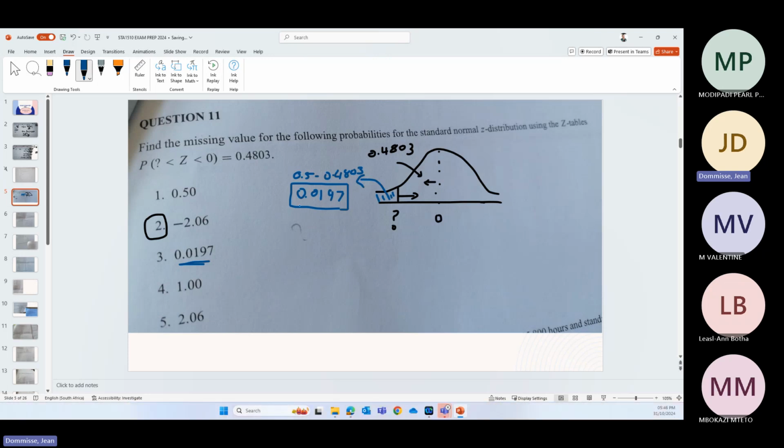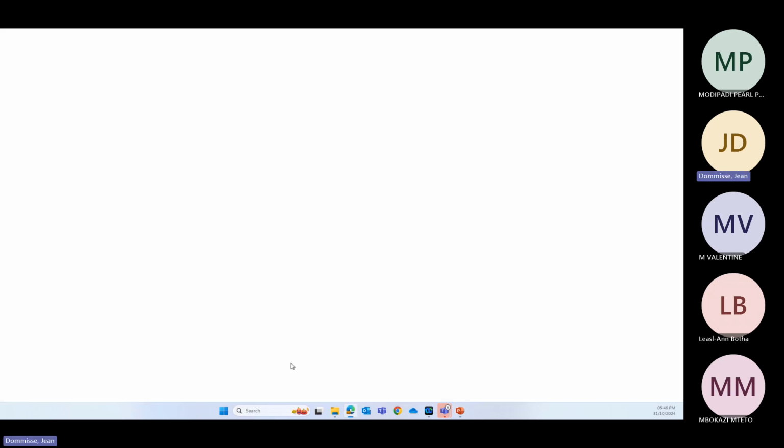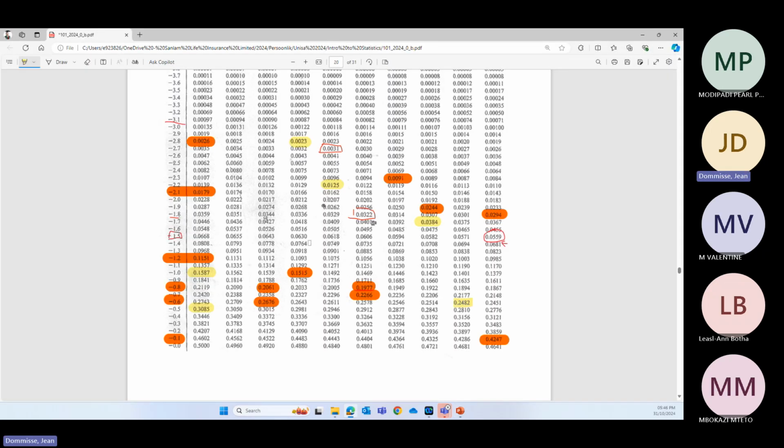So negative table, and I'm looking for 0.0197. Let me look. Why don't I see anything here? 0.0197.